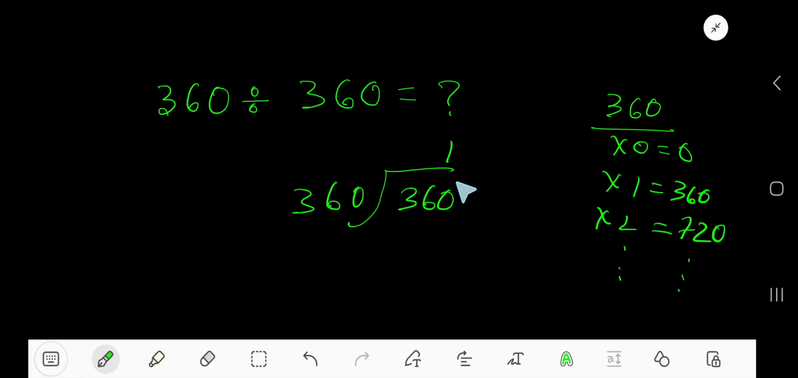Write 1 times 360, 360. So if you subtract, you are getting 0. Look, I have written the quotient over this 0 because we are considering 360. We will write the quotient over the last considered digit. So here 1 is the answer.